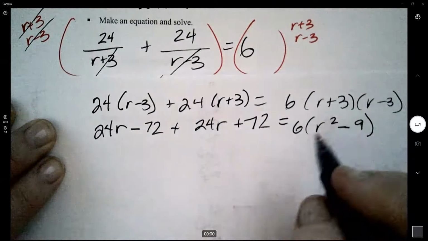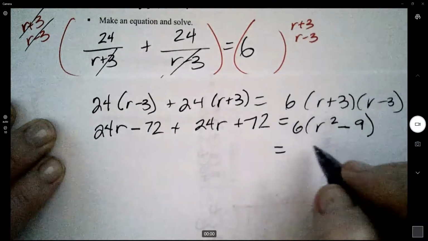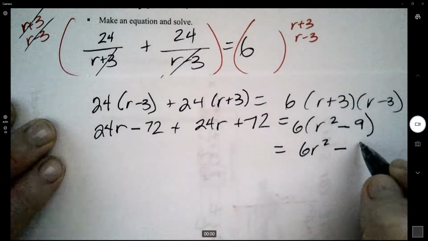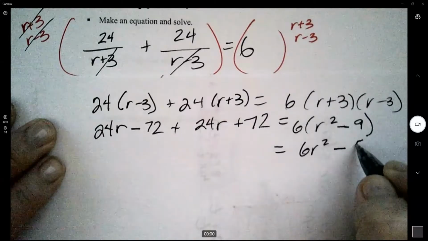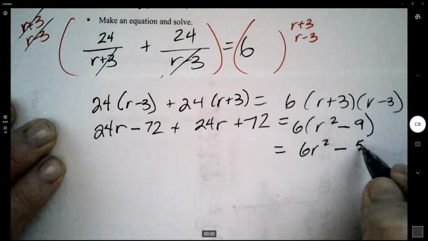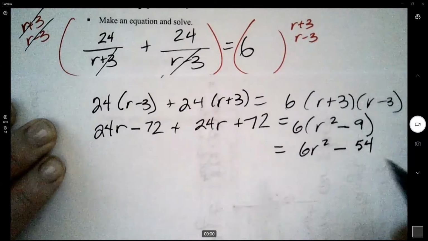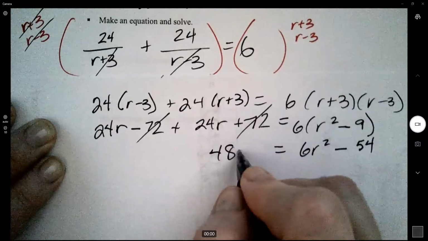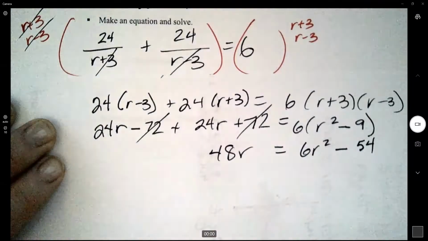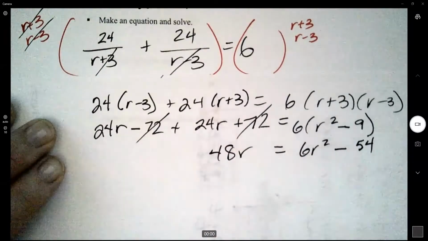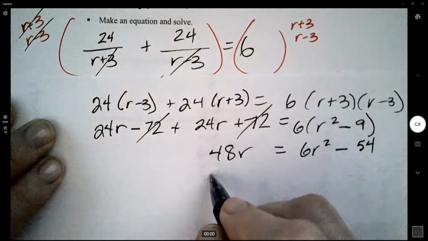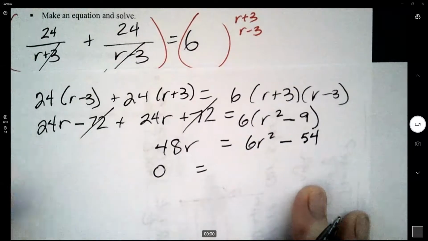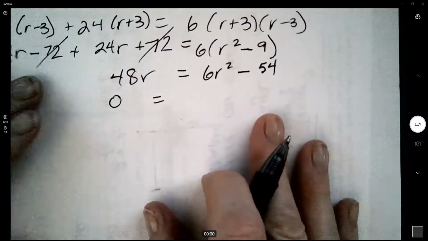Let's go ahead and distribute that 6 on the right-hand side. So this is 6r squared minus 54. On this side, the 72s will cancel, so I'm left with 48r equals 6r squared minus 54. Now let's make this a quadratic. I'm going to make this a quadratic, so I am going to solve this for r.